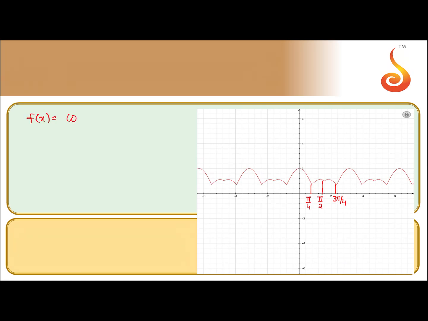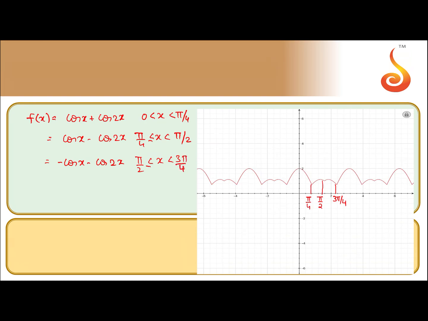F of x is equal to cos x plus cos 2x in the interval 0 is less than x is less than pi by 4. Both are positive. Okay, and this is again cos x minus cos 2x in the interval pi by 4 is less than equal to x is less than pi by 2, because cos 2x is negative. Again, both will be negative: minus cos x minus cos 2x in the interval pi by 2 is less than equal to x is less than 3 pi by 4.